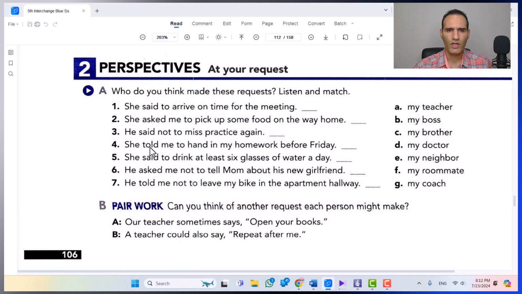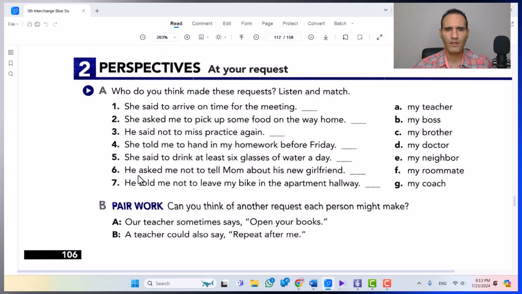Collocation. Number 4, she told me to hand in my homework before Friday. Hand in or submit or give. Before Friday means the due date is Friday. So hand in or submit. Who says so? Because it is homework. Looks like teacher tone. Number 5, she said to drink at least 6 glasses of water a day, and that is doctor's language. Drink 6 glasses of water.